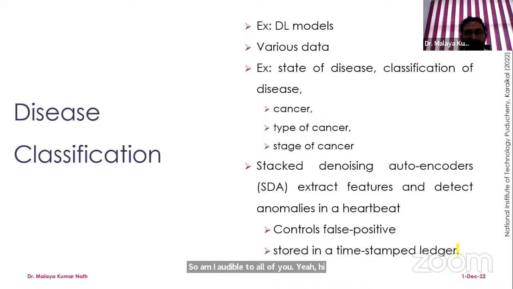So this stacked autoencoder is used in case of ECG data for detecting the anomalies present in the heartbeat. What are the anomalies present in the heartbeat? Basically, our ECG signal consists of P, Q, R, S as well as T waveforms. If a P waveform is missing, or the RR interval is not uniform, then we have some anomalies, that is known as arrhythmia. This arrhythmia can be efficiently detected by the stacked denoising autoencoders, which basically control the false positives, and the results are stored in time-stamped ledgers.